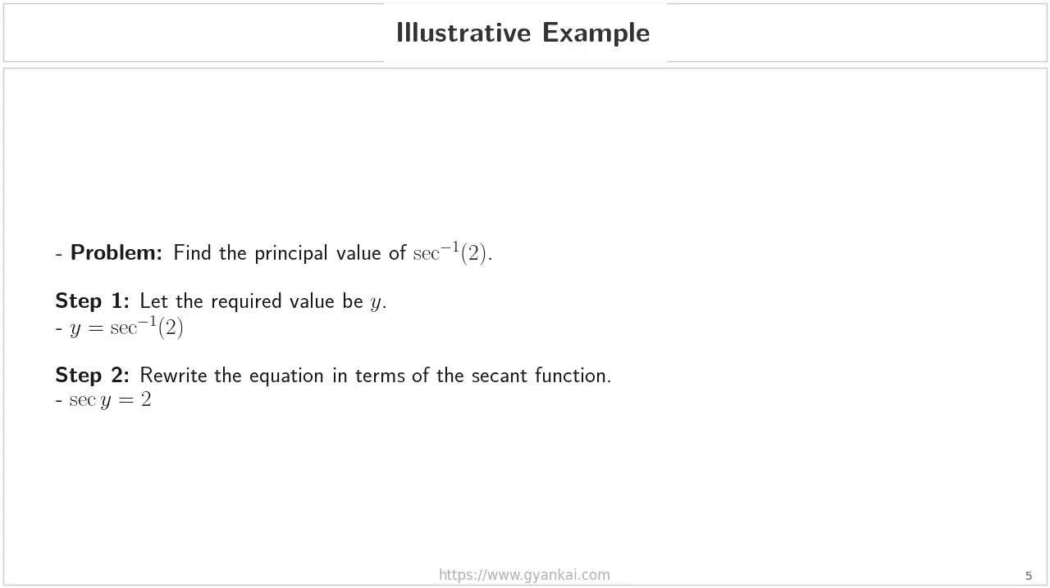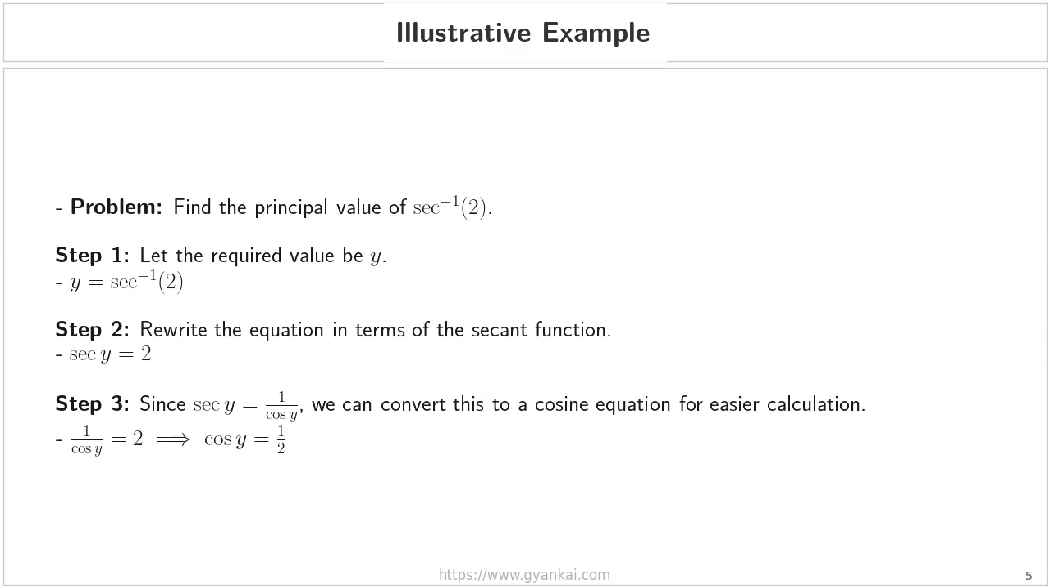Next, we can rewrite this expression in terms of the original secant function to make it easier to solve. By the definition of inverse functions, if y equals the inverse secant of 2, then the secant of y must equal 2. As we recalled in our earlier analysis of the secant function, secant is the reciprocal of cosine. Therefore, we can substitute the secant of y with 1 divided by the cosine of y. This gives us the equation 1 over the cosine of y equals 2. By rearranging this, we find that the cosine of y equals 1/2.